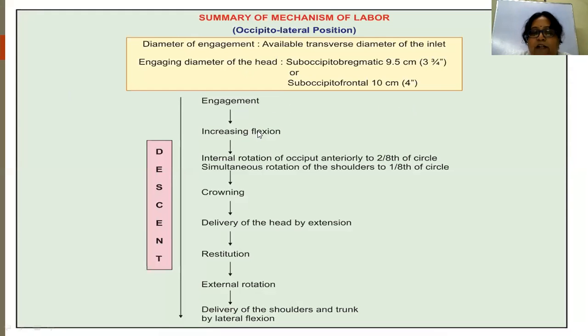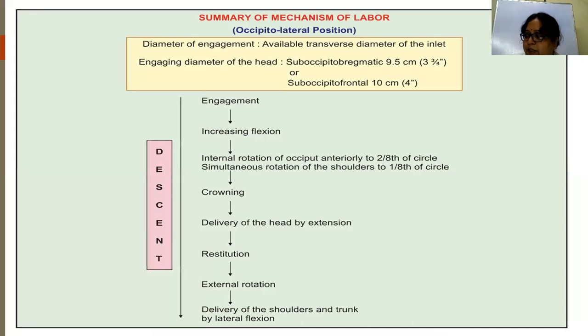Next, with increasing flexion, because of good uterine contractions and an adequate pelvis, the head will usually flex inwards like this. The head will flex so that the posterior fontanelle becomes more prominent. When you do a vaginal examination, it will flex like this and it will descend. And once it reaches the pelvic floor, that is, the level of the ischial spines, what happens?